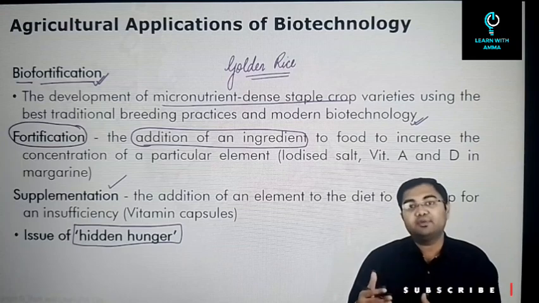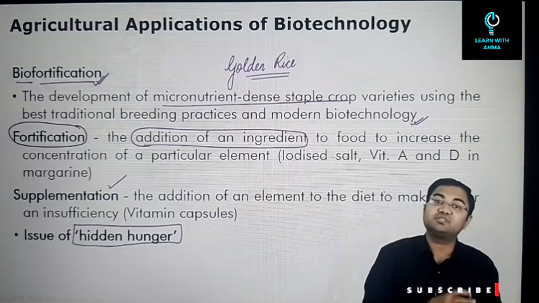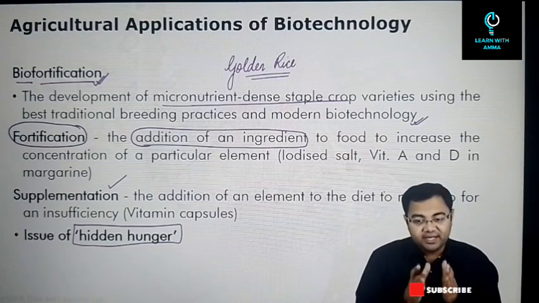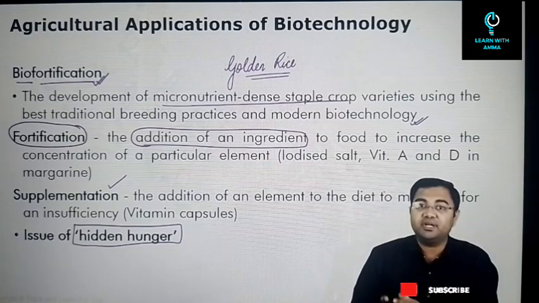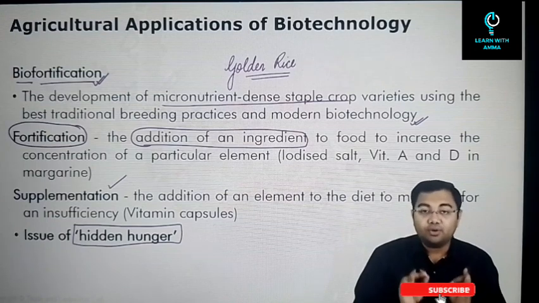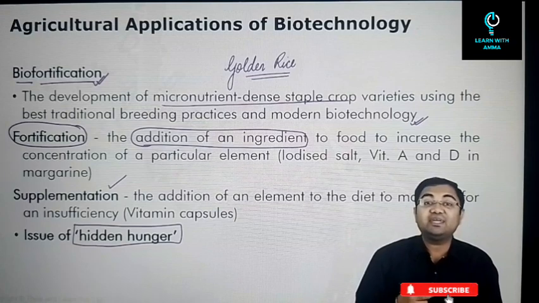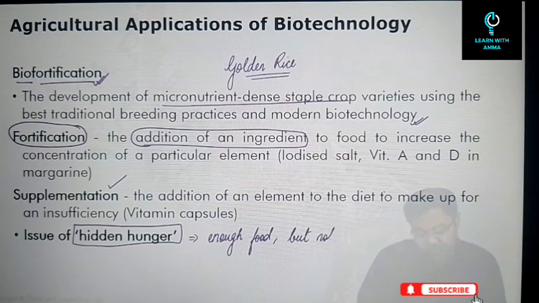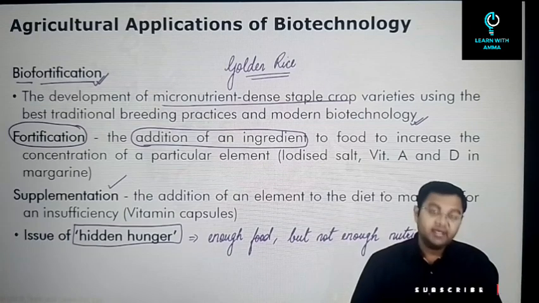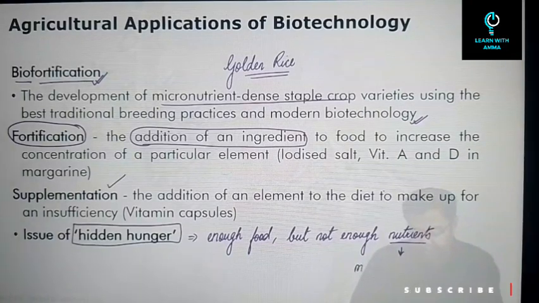So they may have higher amounts of proteins and carbohydrates, but they may not have sufficient amounts of vitamins and minerals. So in this case, one component or the other of the nutrients that are required is missing from your diet. And this is the case which is called hidden hunger. Although you have eaten enough, you are getting enough food, but you are not getting enough nutrients. Enough food, but not enough nutrients, and especially these would be micronutrients.